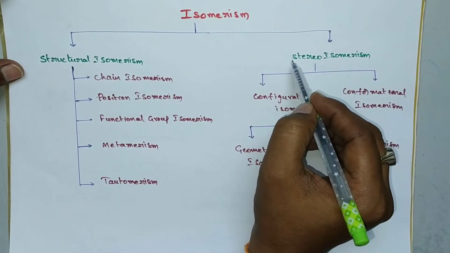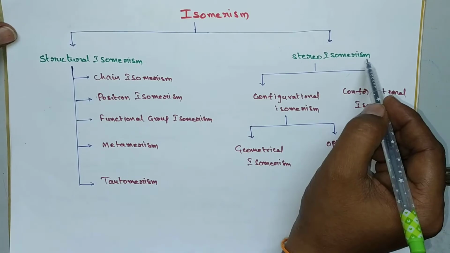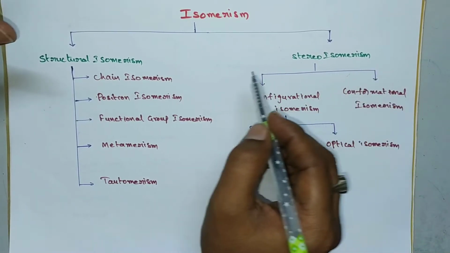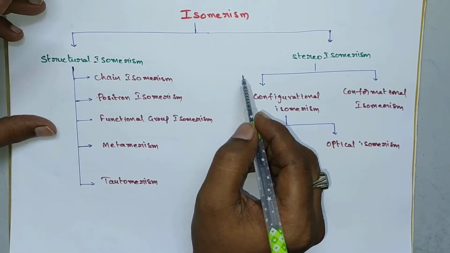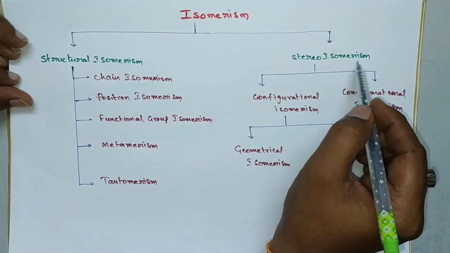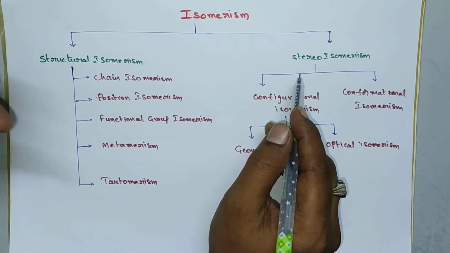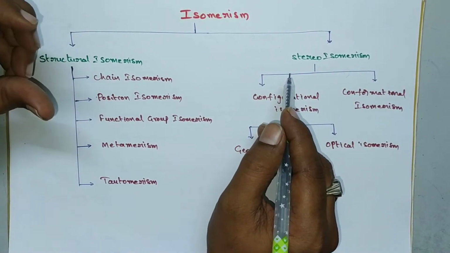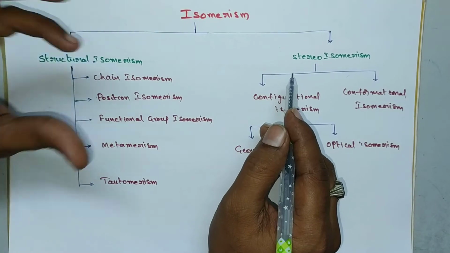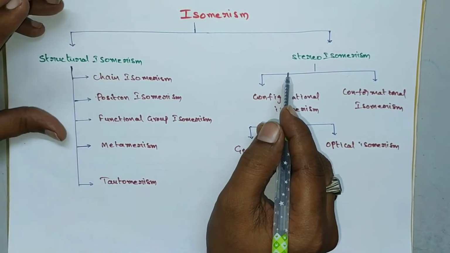So now let us have a look at stereoisomerism. Stereoisomerism arises due to different spatial arrangement of atoms around the central atom. Different spatial arrangements means in three-dimensional geometry, so we have to consider three-dimensional geometry.